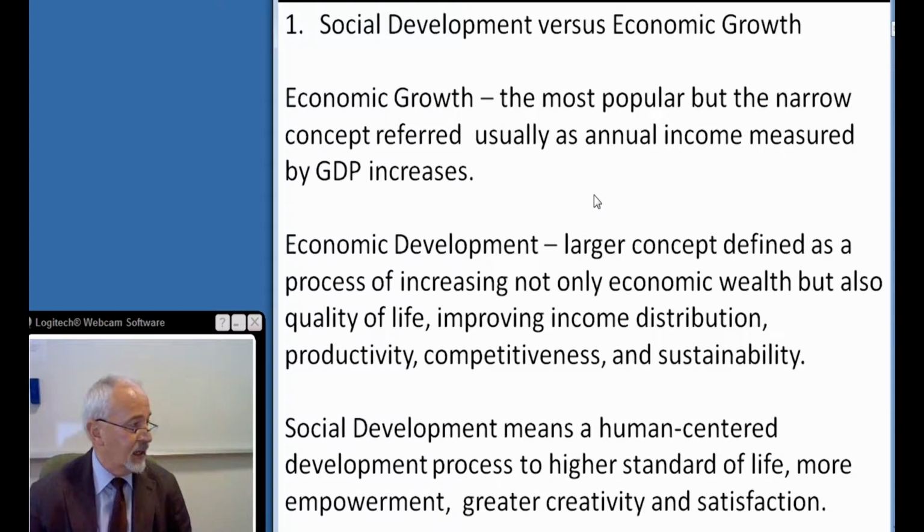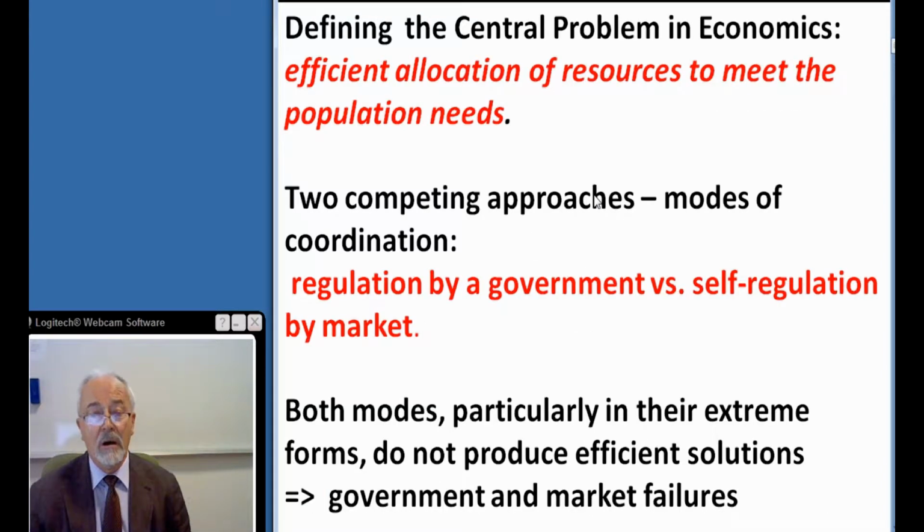Social development, we heard a lot in the last days, and I, as an economist, completely embrace the definitions my colleagues presented. For me, social development is always a human-centered development process to increase higher standard of life, more empowerment, greater creativity, and higher satisfaction with the resources we have. So this is a larger concept, and economic development serves as a resource platform for social development. The issue is how we coordinate the resources, and this is the major problem of economics.